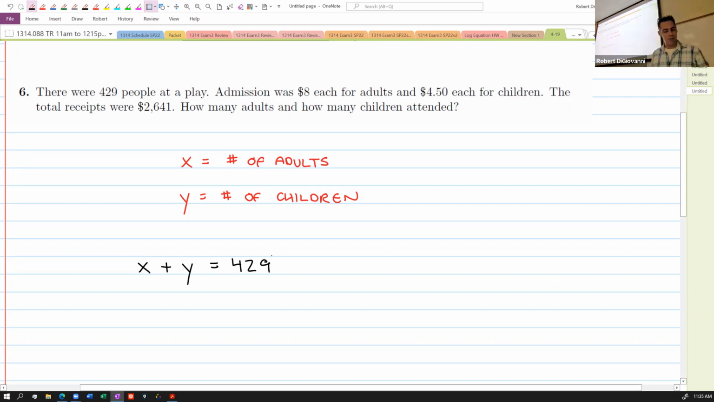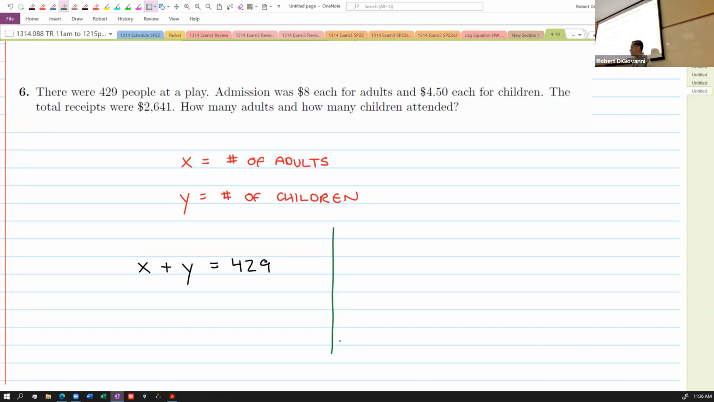Now we need the second equation. The second equation, I'm going to do it on the side over here, we'll put them into a system after we're done, comes from the cost, right? So think about it. It was $8 for an adult and $4.50 for each child. So if we had 10 adults, how much would we have total from the adult admission? 80, right? All you're doing is taking the 8 and multiplying by 10. If we had 20 adults, it's 8 times 20, right? 160.